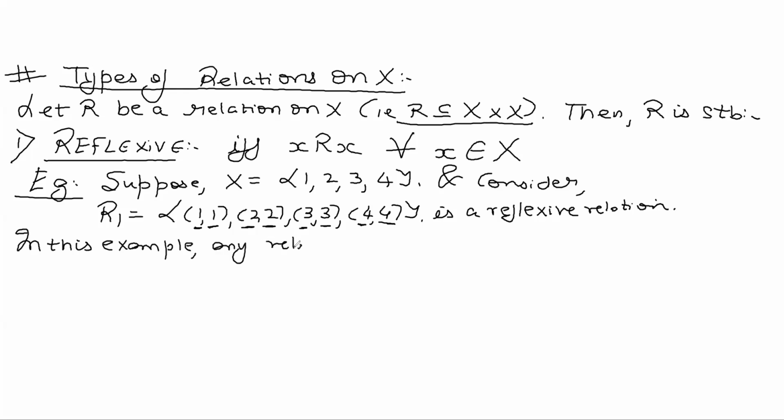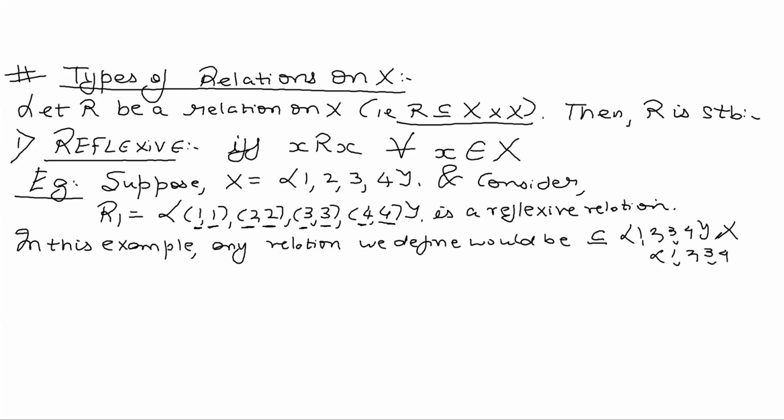any relation we define would be a subset of the Cartesian product of {1, 2, 3, 4} with {1, 2, 3, 4}. Because when I say consider a relation R on X, it means R is a subset of X cross X. What is X here? 1, 2, 3, 4. So any relation we define will be a subset of the Cartesian product of 1, 2, 3, 4 with 1, 2, 3, 4.